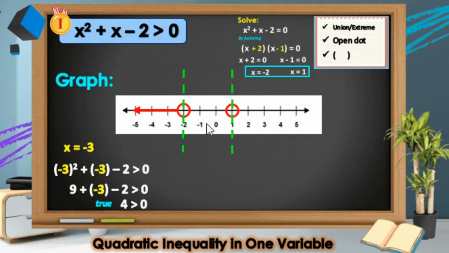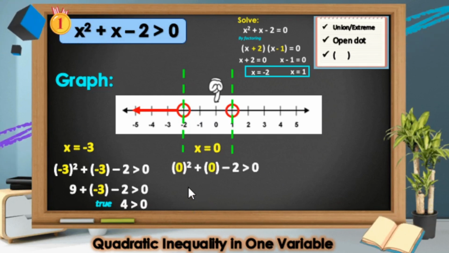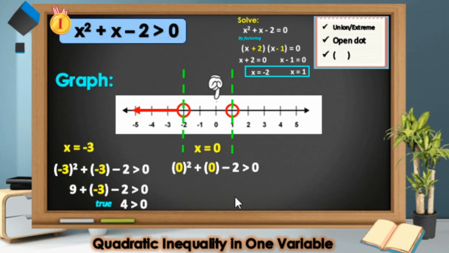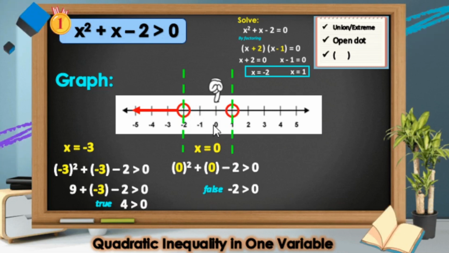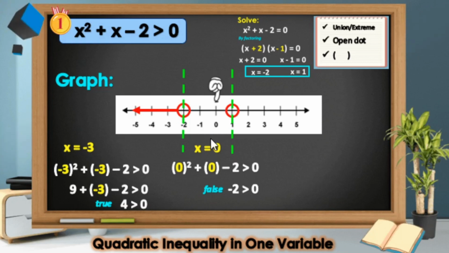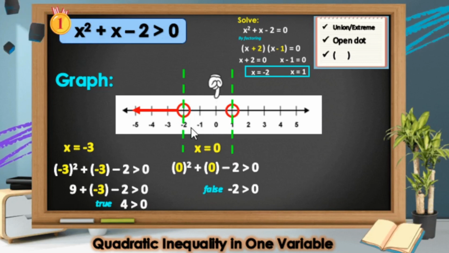So, let's try in this region is 0. So, x is equal to 0. So, substitute natin yung 0 sa lahat ng x, no? So, we will have 0 squared plus 0 minus 2 is greater than 0. Siyempre, 0 to. So, negative 2. Is negative 2 greater than 0? False. So, therefore, hindi natin isi-shade tong region na to. So, therefore, si negative 1 and si 0 are not part of the solution. So, hindi sila solution ng given inequality natin.